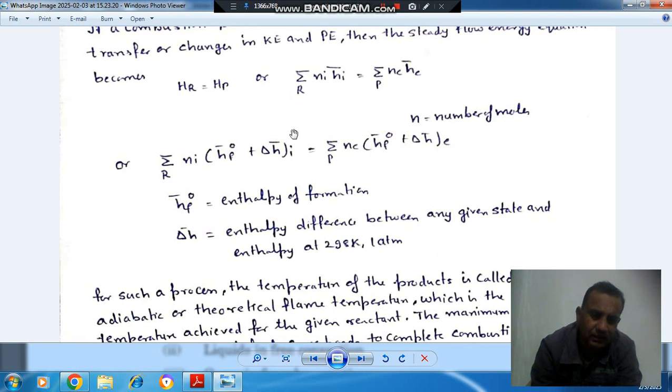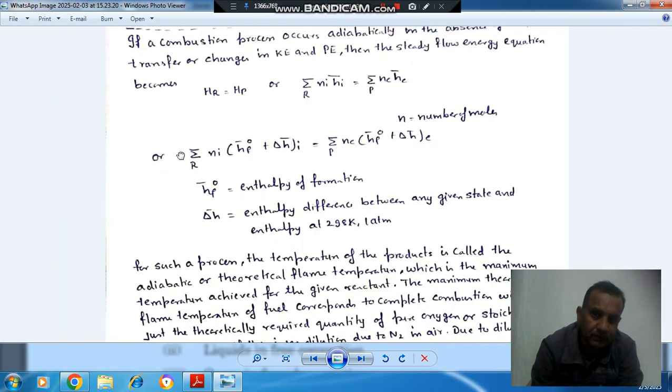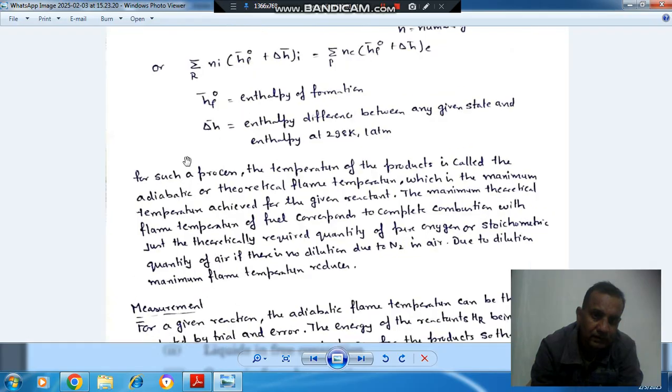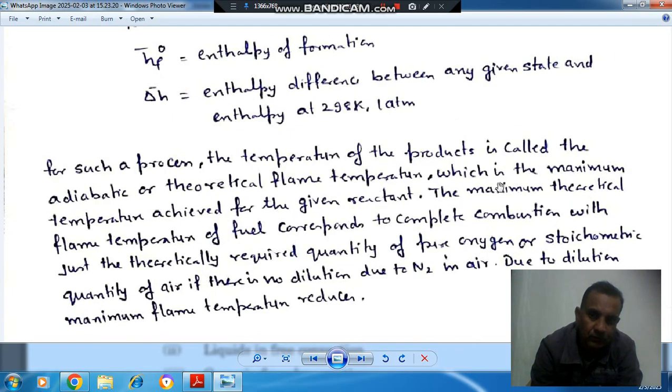So in simple words, if the total enthalpy of reactant and the total enthalpy of product remain the same, then the flame temperature we get is the adiabatic flame temperature. For such a process, the temperature of products is called adiabatic or theoretical flame temperature, which is the maximum temperature achieved for the given reactant.